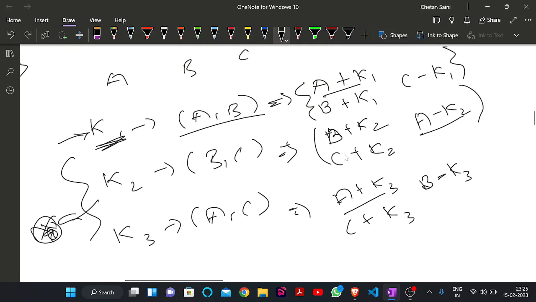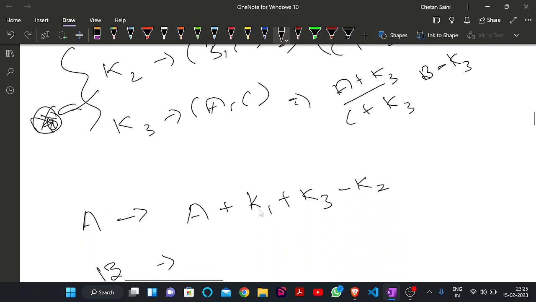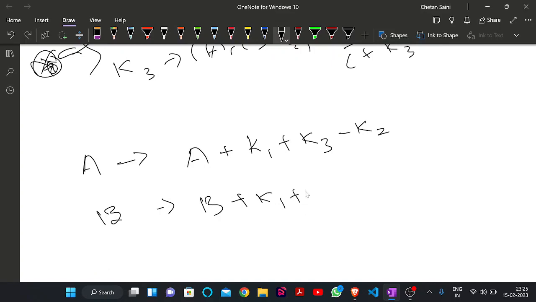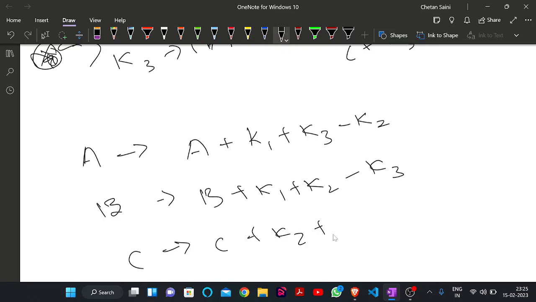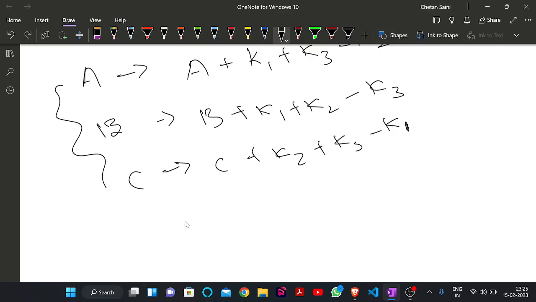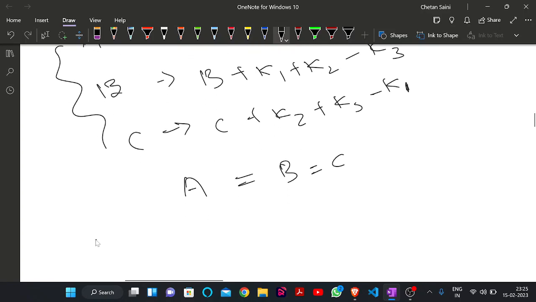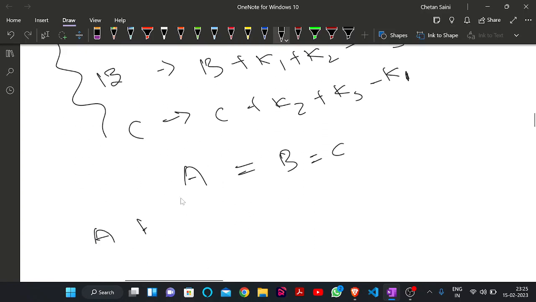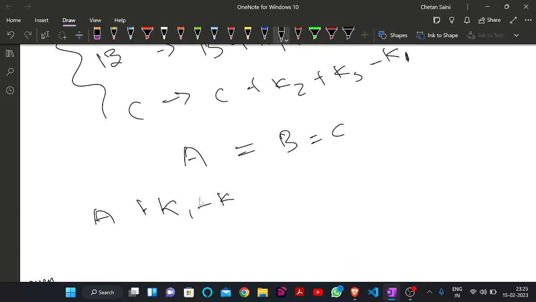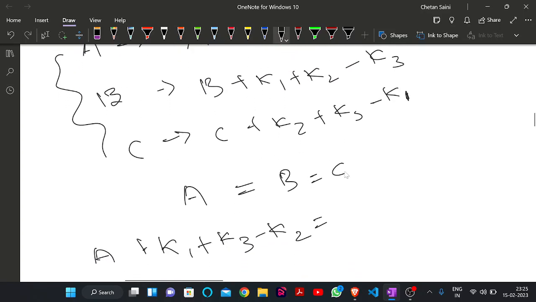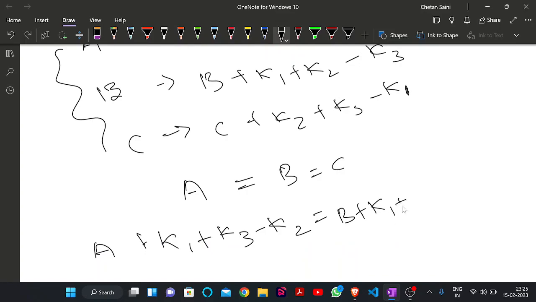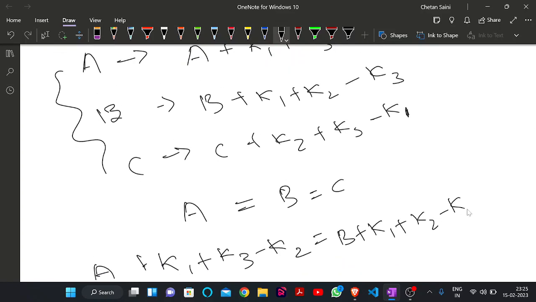Similarly, B will be B plus K2, plus K1, and minus K3. And C will be C plus K2 plus K3 minus K1. In the final, what we want is that A should be equal to B, which is equal to C. So we can see that A plus K1 plus K3 minus K2 should be equal to B, that is B plus K1 plus K2 minus K3.